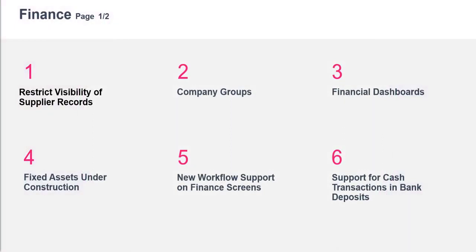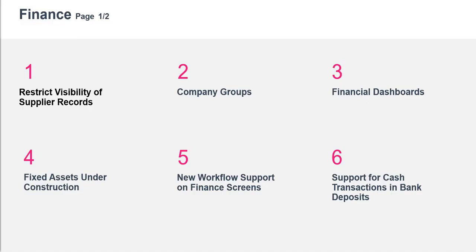Taking a look at the agenda for today's webinar, the visibility of each supplier account can be associated with a branch or company in the same way you can already do this for customers. Company Groups functionality allows multiple related companies to access the same set of customer and supplier records. Financial dashboards are now included in MYOB Advanced for use by the AR and AP clerks and financial controller. We'll take a look at how MYOB Advanced can handle fixed assets under construction. Finance screens that used automation steps have been redesigned to support the new workflow engine.